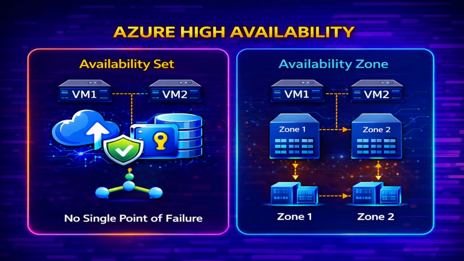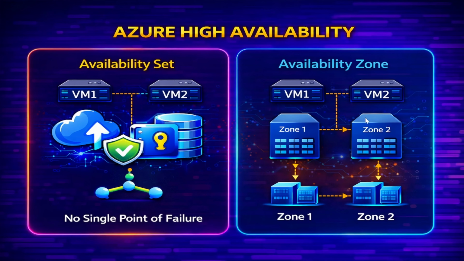Now let's talk about high availability in Azure. So when we design our infrastructure, we need to decide how to distribute our virtual machines across those data centers. In Azure, we mainly have two options: availability sets and availability zones.